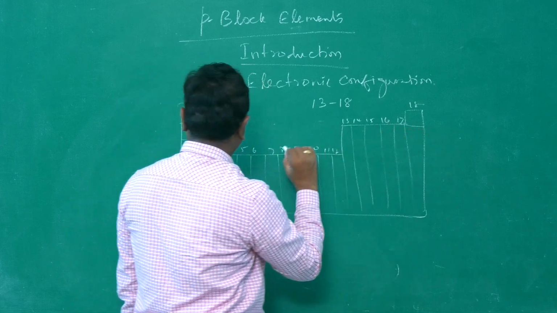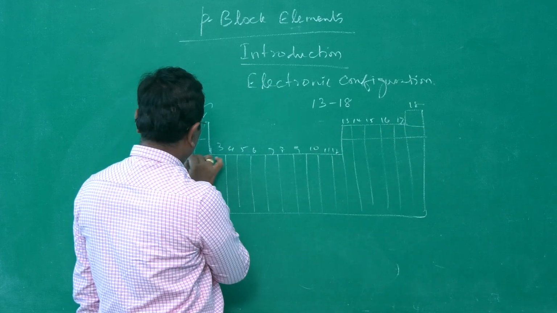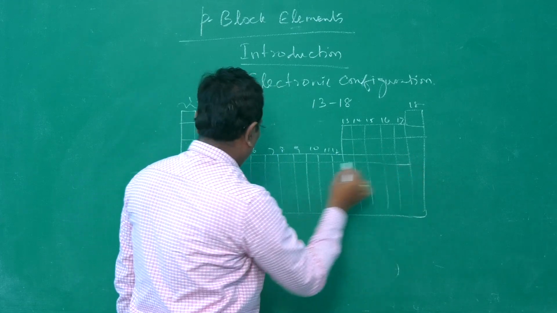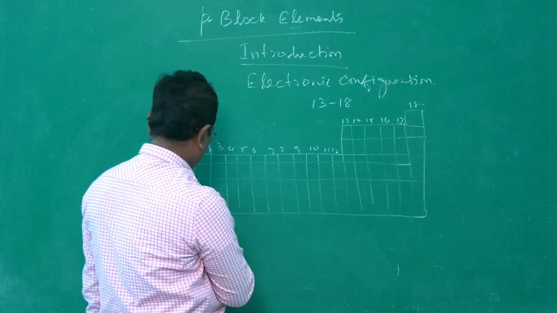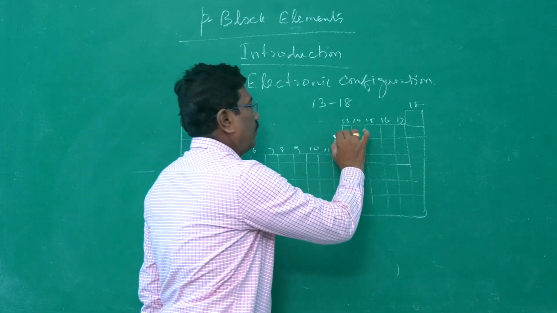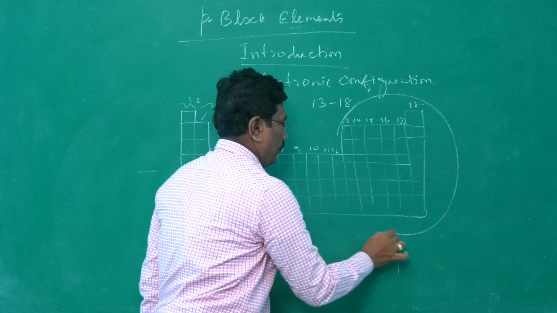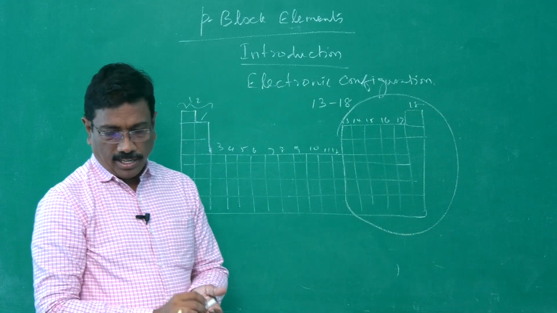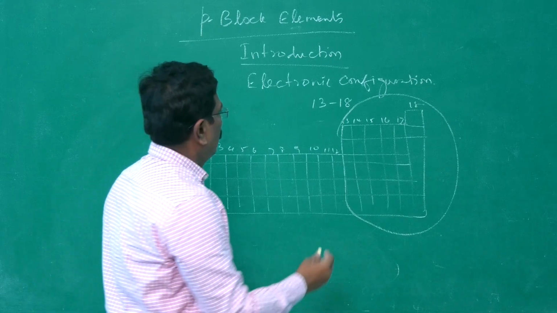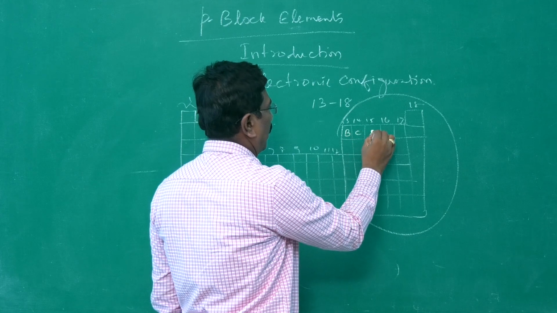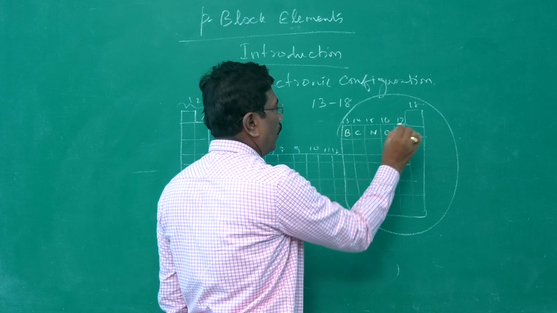First group, second group, first period, second period, third period, fourth, fifth, sixth and seventh period. These elements are referred to as P block elements. We are going to concentrate mainly on these elements. What are they? Boron, carbon, nitrogen, oxygen, fluorine.